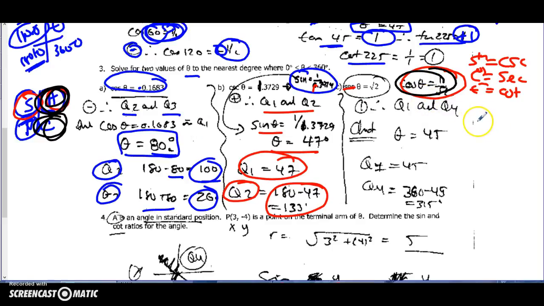If you see root 2 and that sort of thing, check the chart out. If not, if you threw it in a calculator, you get the same answer. In Q1, my answer is 45. And then I have to move it to Q4. So 360 minus 45 is 315 degrees.